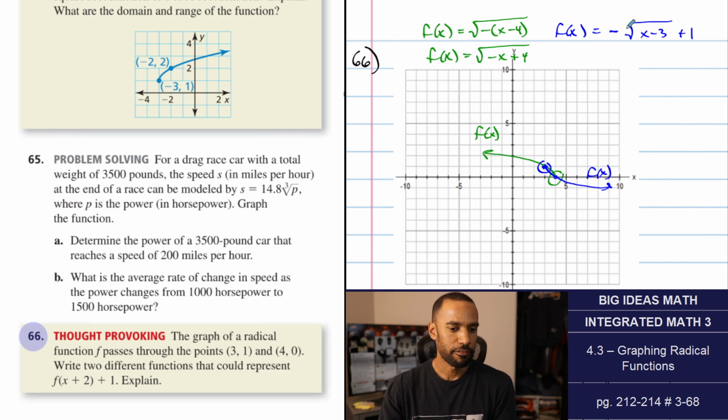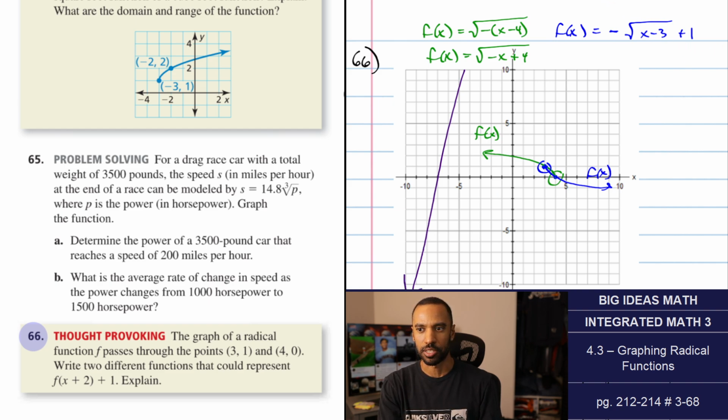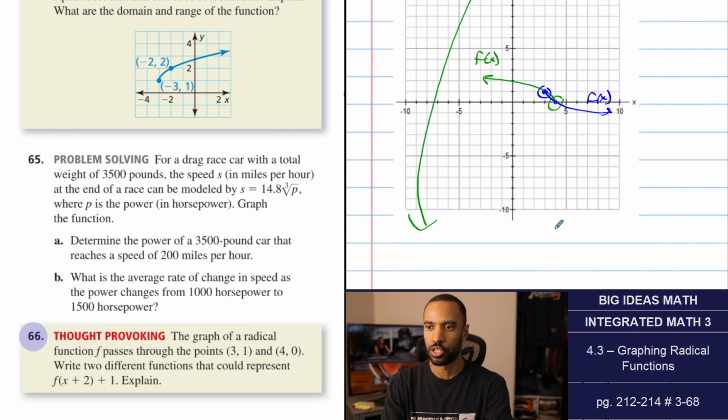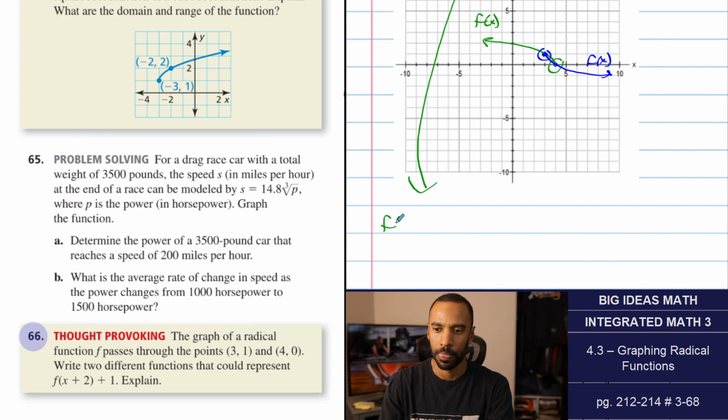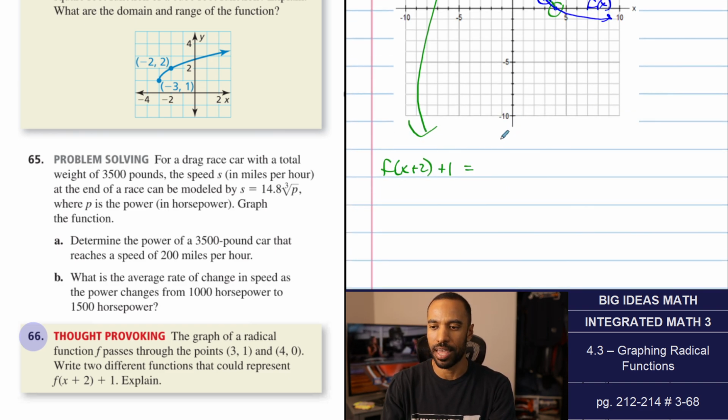So it says write two different functions that could represent this part now. Now we got to do f of x plus 2 plus 1, like that. So I think from these two, we have to now do f of x plus 2 plus 1. Let me use green still for that one. So for this one, we're going to do f of x plus 2 plus 1 equals, and we're going to plug in x plus 2 in for that x.